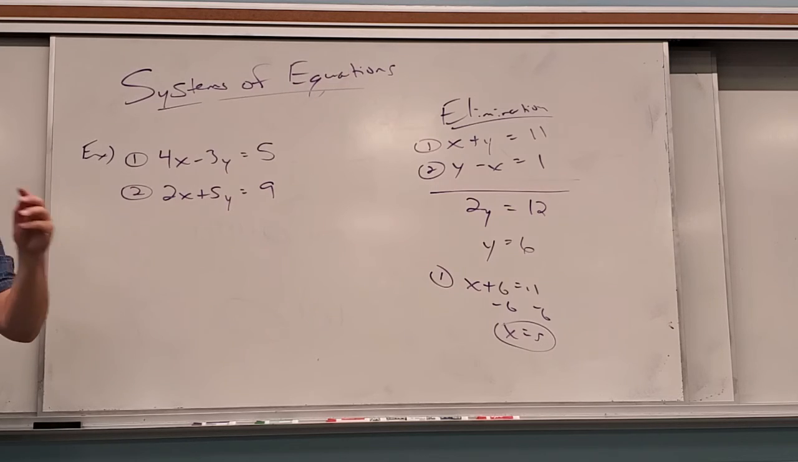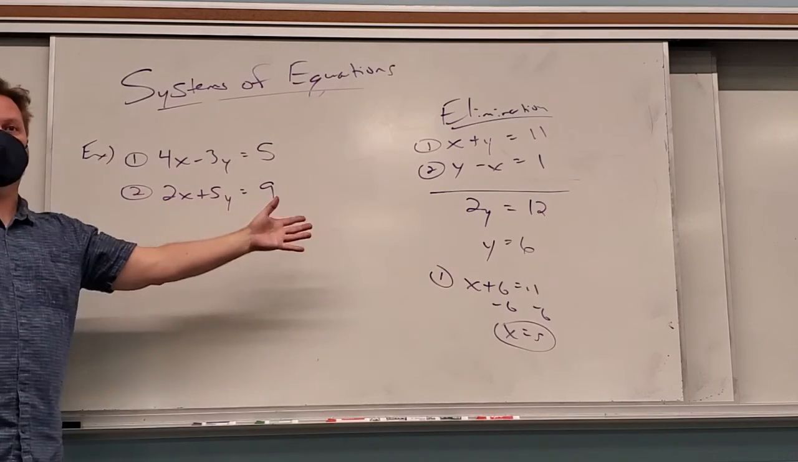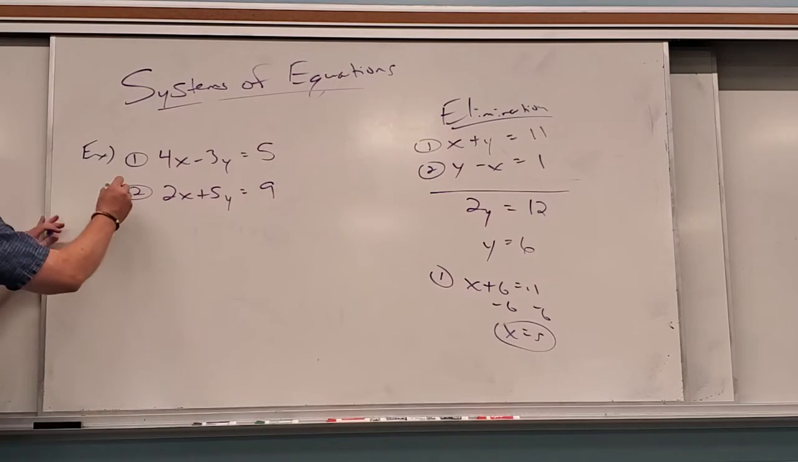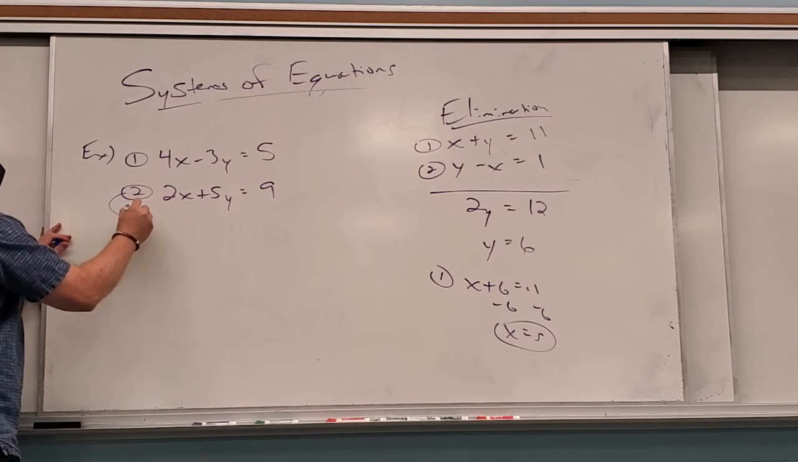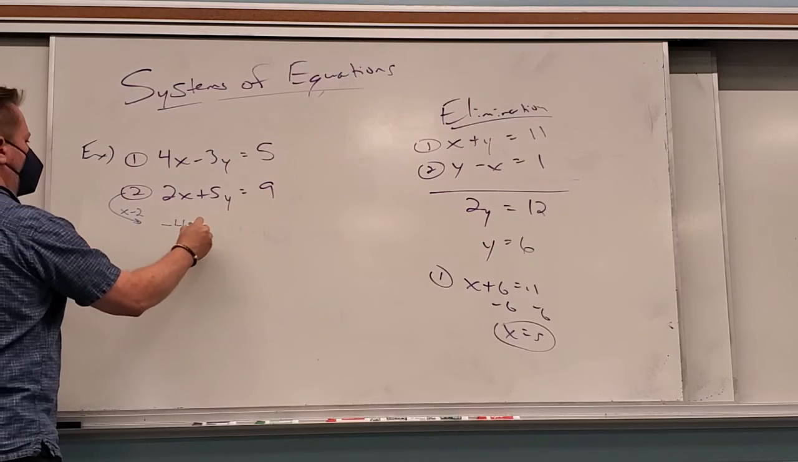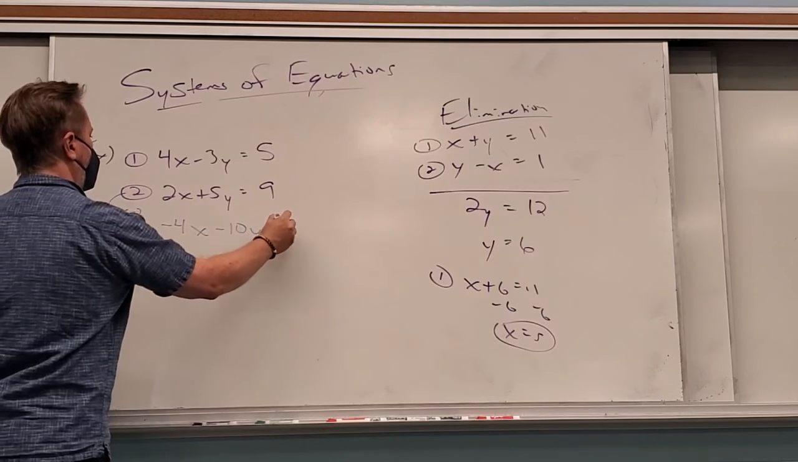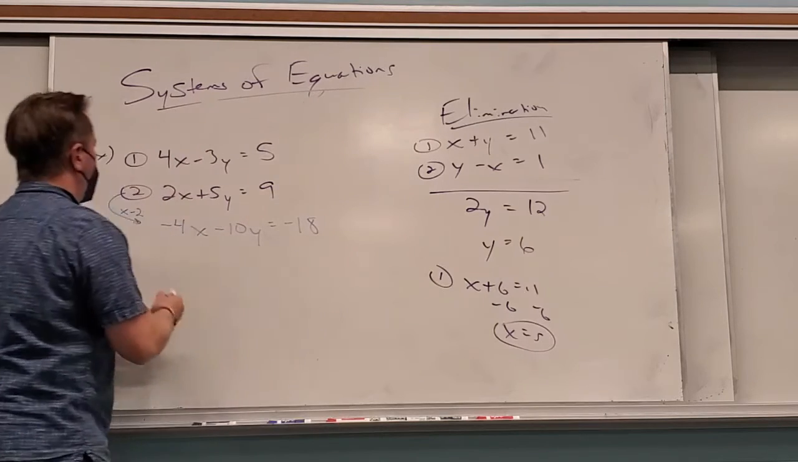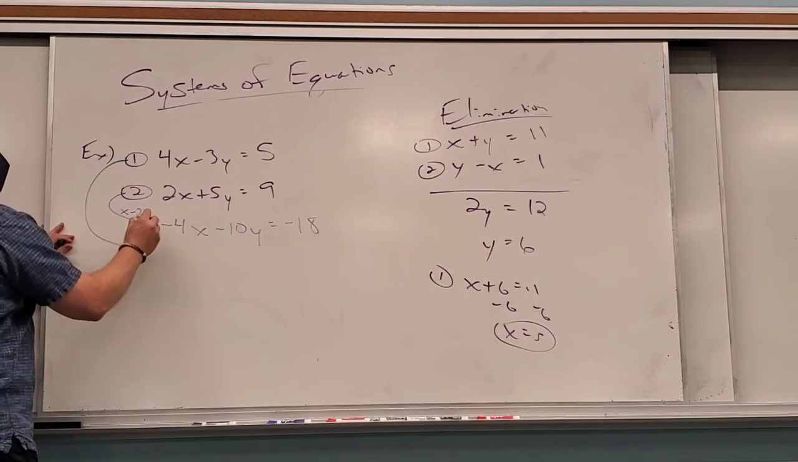Before today, there's never been a reason to multiply this by -2. Like, why would you do that? Doesn't do anything. But now it totally makes sense. If I multiply this by -2, I get -4x minus 10y equals -18. All right, Blue, you're not working for me. So then if I bring 1 back down, this is 2.